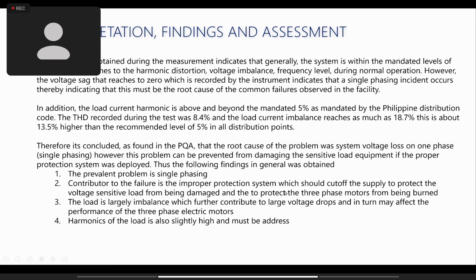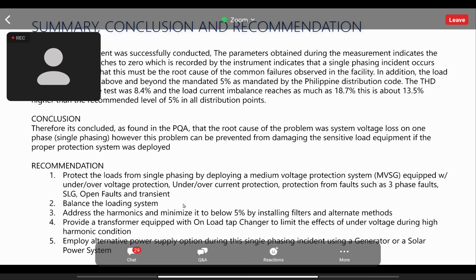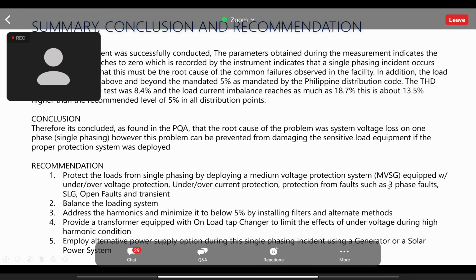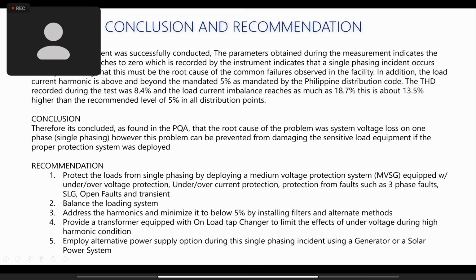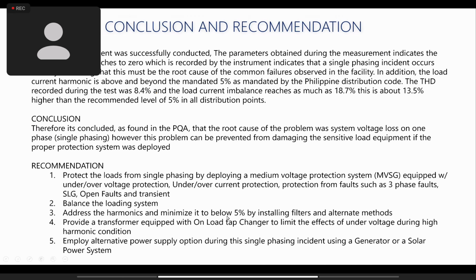So nagkaroon tayo ng recommendation for this to address the problem. They are going to protect the system from single phasing or from power outage by providing protective equipment on the high side of the equipment or the transformer. Para pag magkaroon ng single phasing, our equipment will turn off and the generator and other sources of power can be activated para ma-avoid natin yung problem that leads the cause to damage our equipment. Then, to address the harmonics also, we recommend to install filters and other methods.